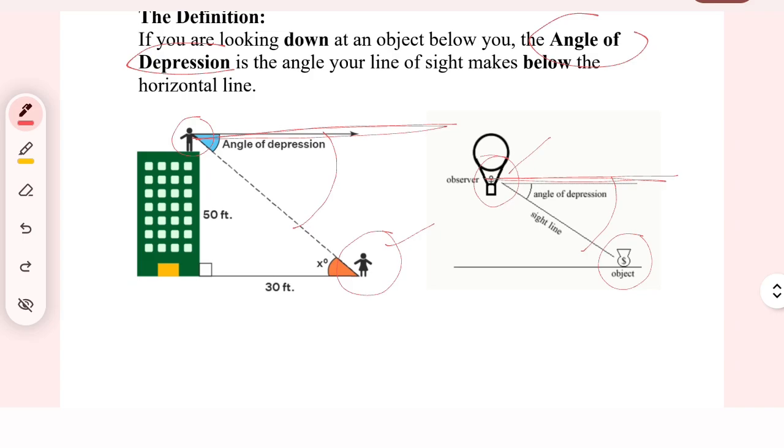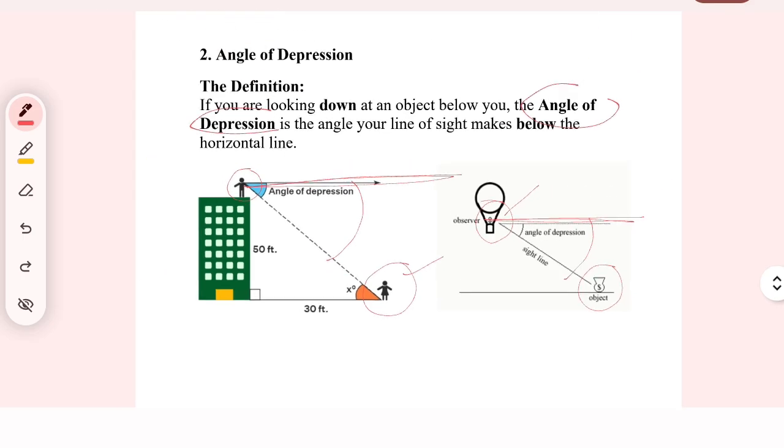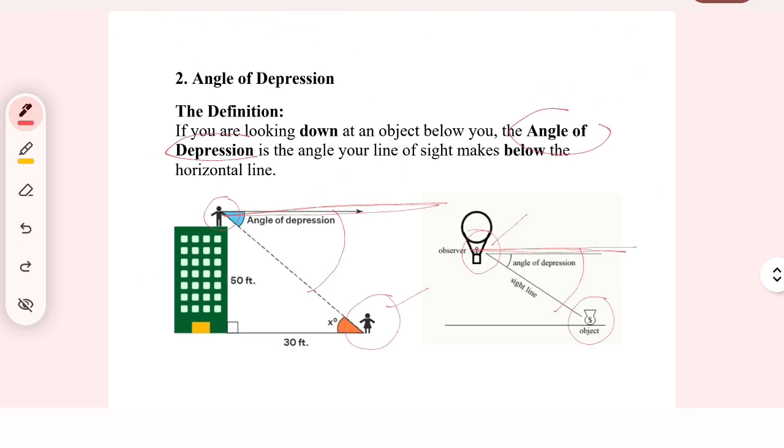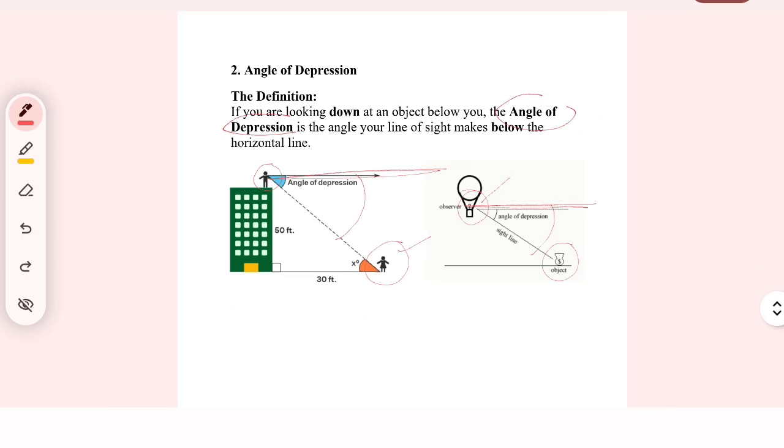So it is easy to differentiate between the angle of elevation, which is above the horizontal line of sight, and the angle of depression, which is below the horizontal line of sight.